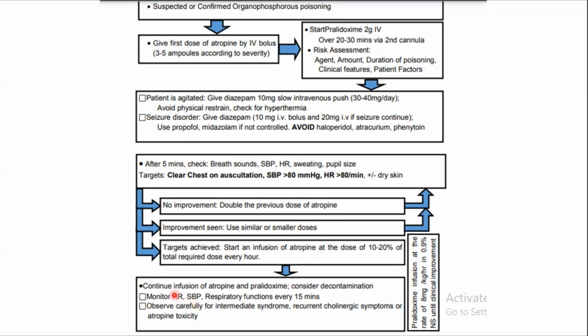And during the continuous infusion of atropine and PAM, patients should be monitored for heart rate, systolic BP, and respiratory functions every 15 minutes. And patients should be carefully observed for the intermediate syndrome and recurrent cholinergic symptoms or atropine toxicity. So in addition to atropine, PAM should also be continued in the infusion until there is clinical improvement.